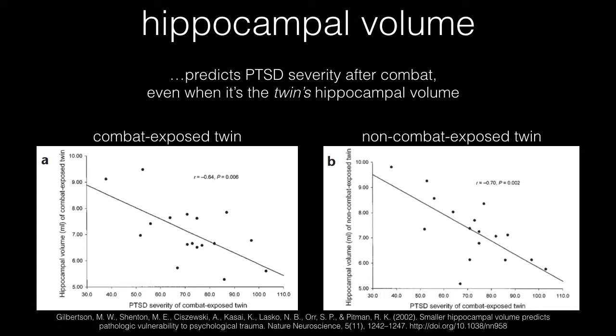Not only did they find that smaller hippocampal volume predicts more severe PTSD in veterans exposed to combat, but it turns out that hippocampal volume reflects such strong genetic and developmental influences that the hippocampal volume of a veteran's twin also predicts that veteran's PTSD severity.